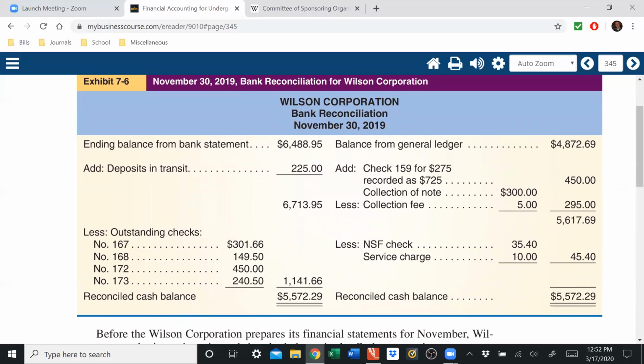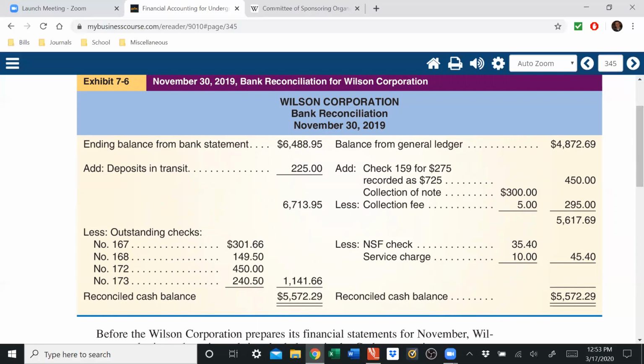It's a check written to us by a customer. We would have already recorded it by debiting cash and crediting their accounts receivable. But then the bank is telling us they didn't have the money in their account to cover it. So now we have to subtract it away. We have to credit cash and debit accounts receivable. So we have to subtract it from our unadjusted book balance in cash. That's where that check is. Then that $10 service charge that the bank charges us, we subtract that as well.